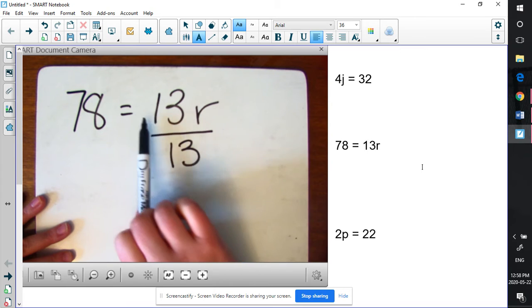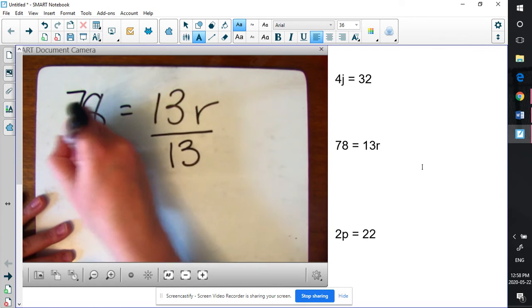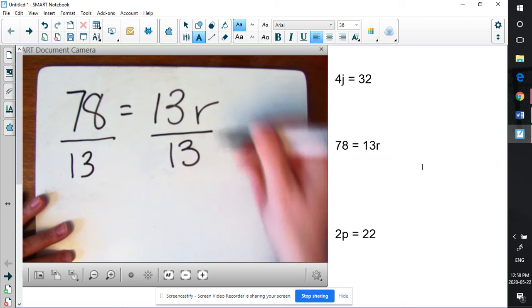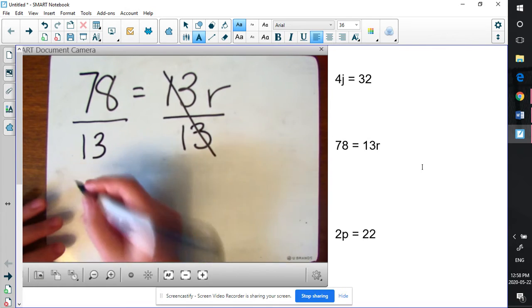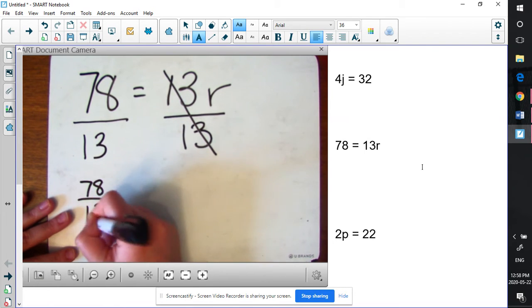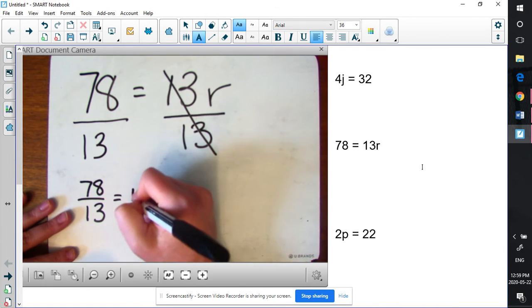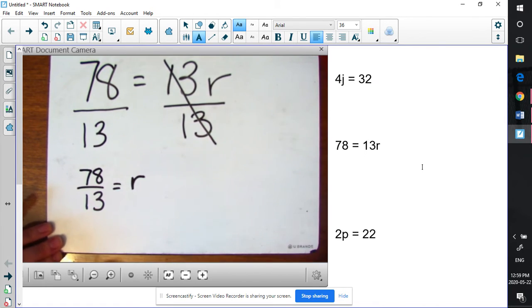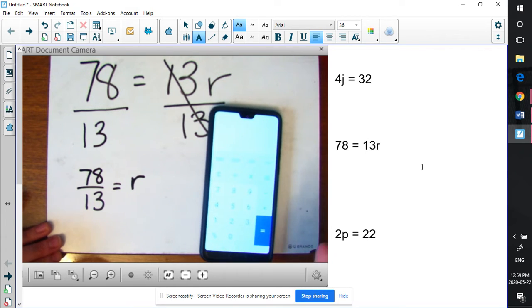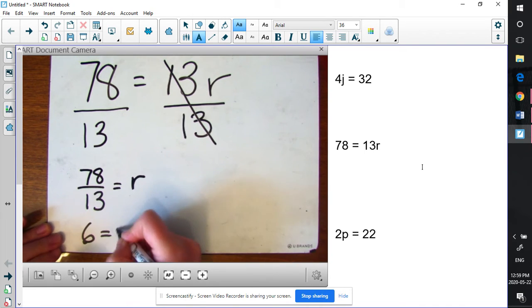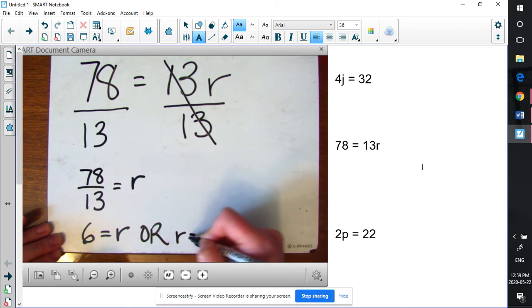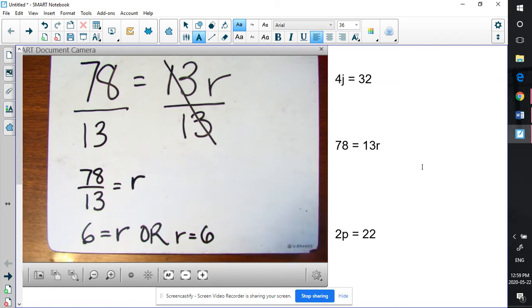Now, since I did it to the right side of the equal sign, I have to also do it to the left side. So I'm going to divide this side by 13 as well. 13 divided by 13 cancels, so I can draw a line through it to show that it cancels. So now what I have is 78 divided by 13 equals, those 13s canceled, so all I have left is r. Now, if you know 78 divided by 13, that's awesome. If not, grab your calculator. 78 divided by 13 is 6. But your answer is not just 6. It's 6 equals r or r equals 6. These are both acceptable answers.